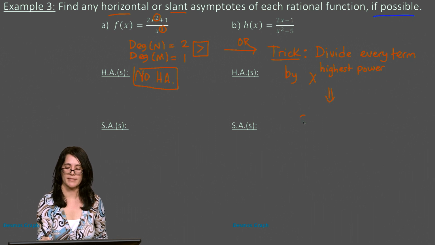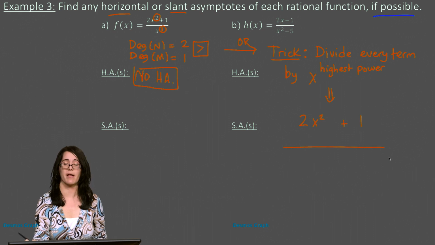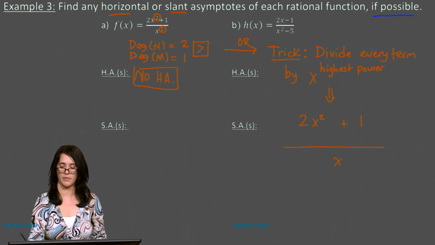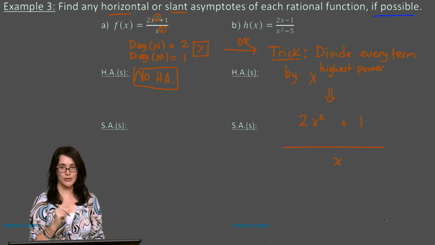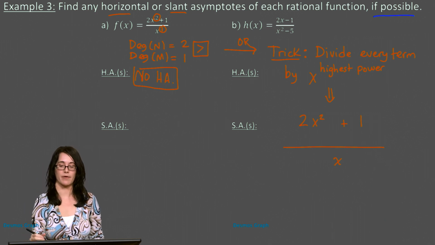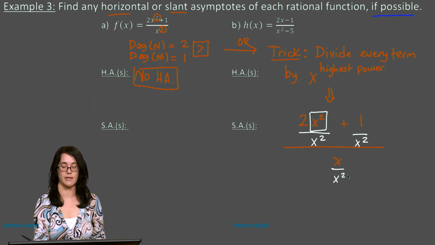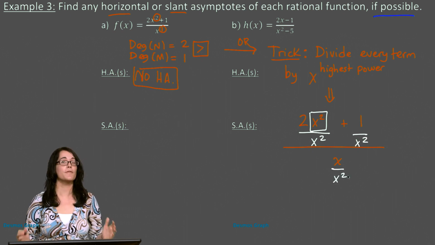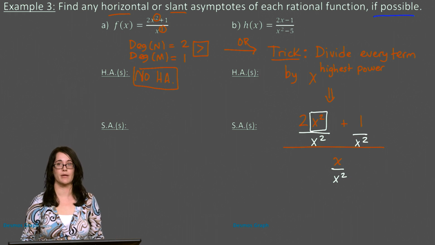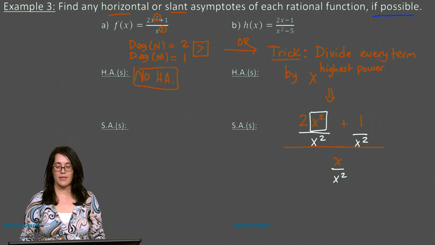So if you had, for example, 2x squared plus 1 in your numerator, and in your denominator, you just had x. You would say, let's divide every term by x to the highest power. Well, x to the highest power was x squared, wasn't it? So I'm going to divide every term by x squared. Now, you might think that's really strange. Why are you doing this to me? I'd rather just memorize my rule. Feel free. You're welcome to just memorize a rule and know the answer is no horizontal asymptote because the degree of the numerator was higher than the denominator.